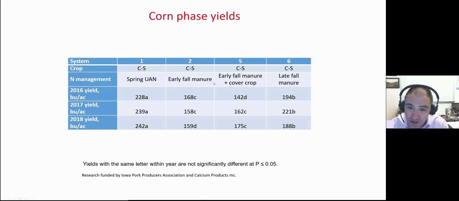But in that first year when we used cover crops, we did see a yield hit. And so just something to think about with that cover crop. But really it illustrates that if we can delay that manure application, we can reduce nitrate loss, and we can improve our corn yield. We get better nitrogen utilization of that system, of that nitrogen that we've applied.